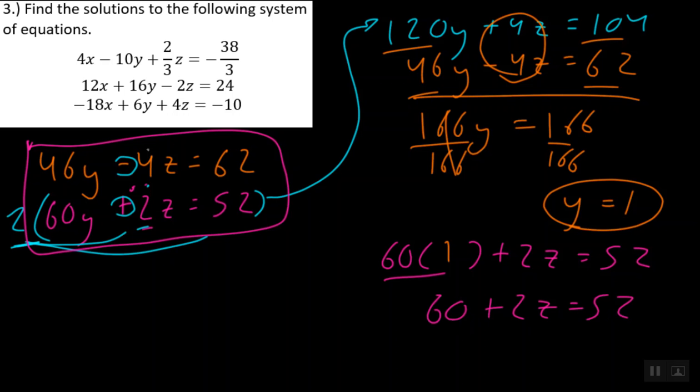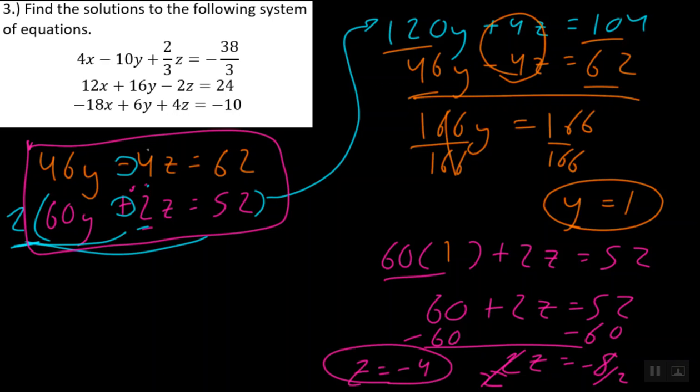We know that 60 times 1 is 60, plus 2z is equal to 52. We know that to get rid of our constant, we always have to subtract, so we subtract 60. And now I have 2z is equal to 52 minus 60, which is negative 8. Of course, I divide both sides by 2, and we get z is equal to negative 4.